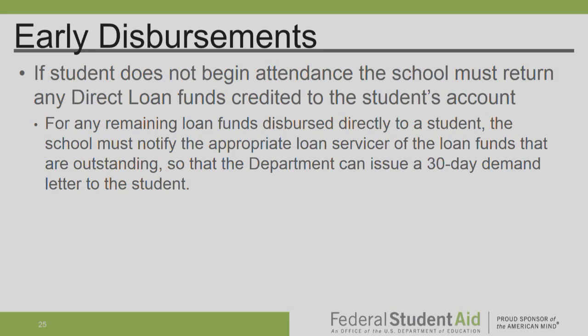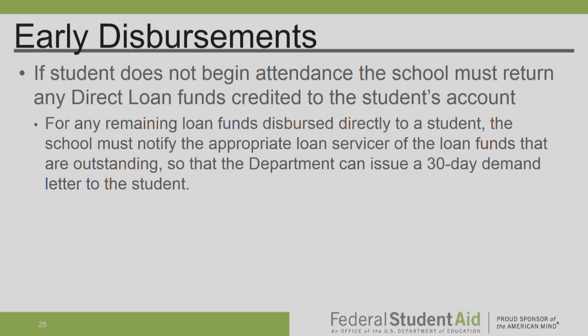Now this is really cool because I got to tell you, I didn't have to do any thinking. I just cheated and pulled verbatim from the FSA handbook as to exactly what it says. I didn't have to have a conversation with other people, okay? And this is what it says. If I have an early disbursement but my student never begins attendance, the school must return any direct loan funds credited to the student's account.